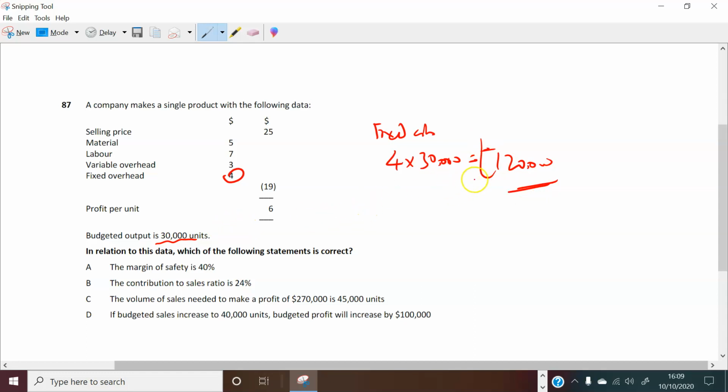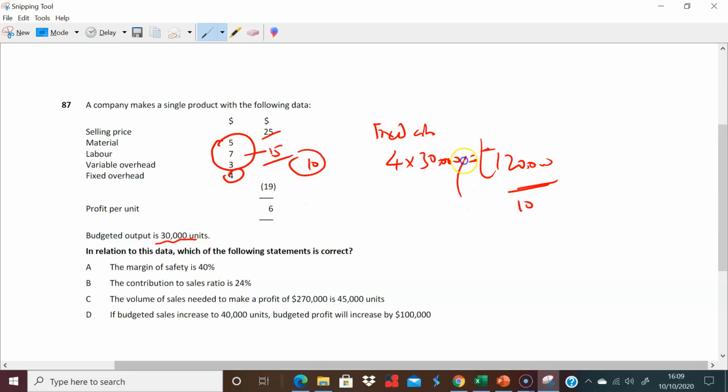I know what my fixed costs are, so all I need to do is find my contribution so I can find what break-even is. Here I have 25 minus all my variable costs, which are 15, and therefore my contribution is $10. So if I divide 120,000 by $10, I find out that my break-even is 12,000 units.